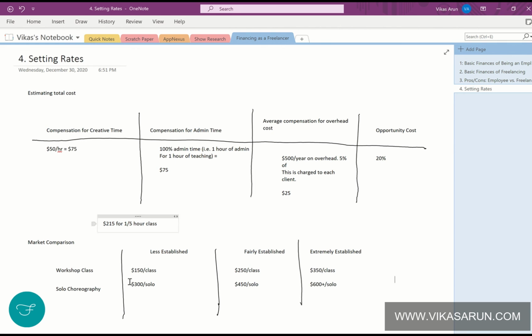If they don't approximately match up, that means either your market research is wrong or your estimated total cost is wrong. And when these two are matching up, that gives you confidence that the rate you're charging is a reasonable rate. Hopefully this makes sense.